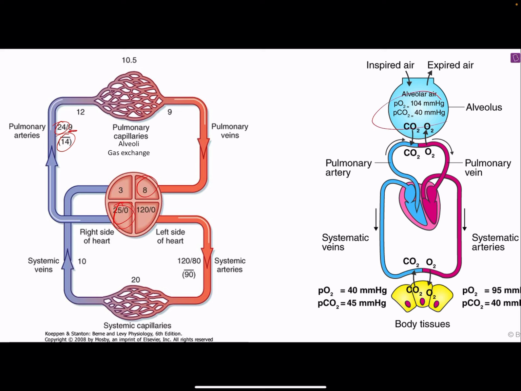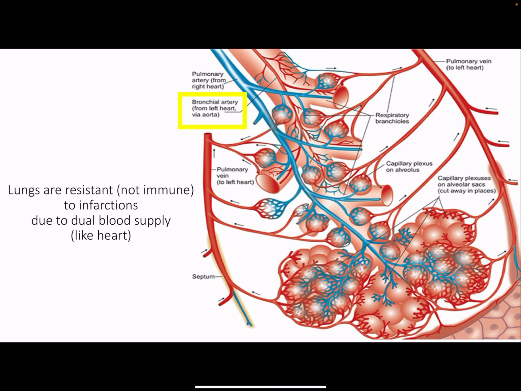I would keep in mind, we'll go over this later, that the alveoli have an oxygen pressure of about 100 to 105 and a CO2 pressure of around 40. Of course, this is going to change during pathology. Lungs are also resistant, not immune, but resistant to infarctions due to a dual blood supply.